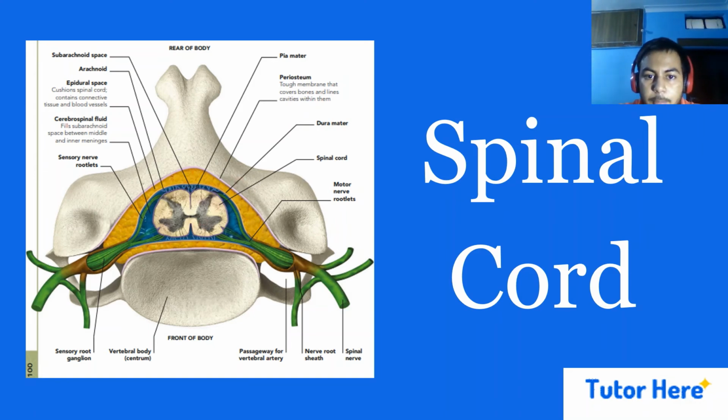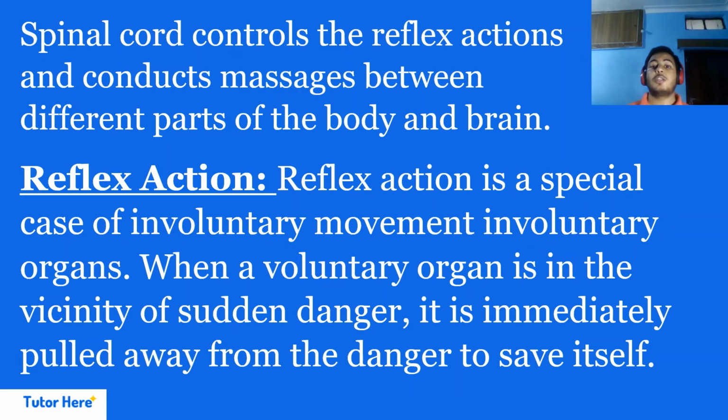So now, the spinal cord contains the reflex actions and conducts messages between different parts of the body and brain. So, the most important function of spinal cord is controlling reflex actions. Reflex actions. So, reflex action is a special case of involuntary movement, involuntary organs. When a voluntary organ is in the vicinity of sudden danger, it is immediately pulled away from the danger to save it. So, what is this definition and what is the meaning?